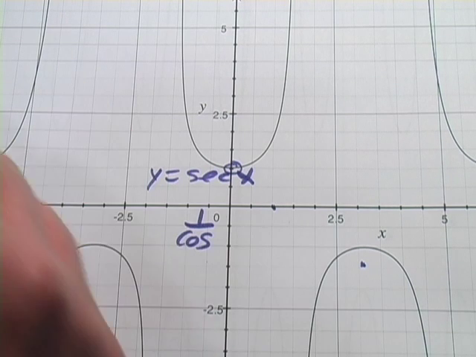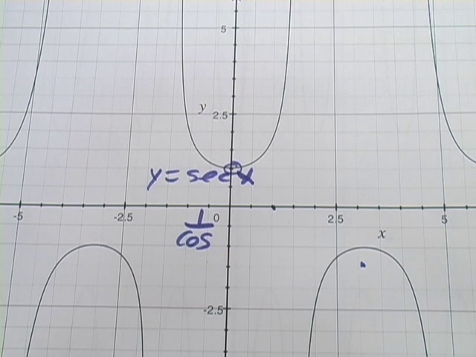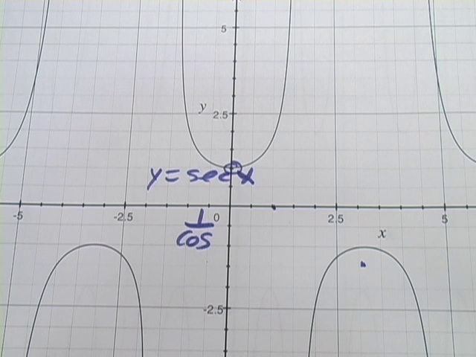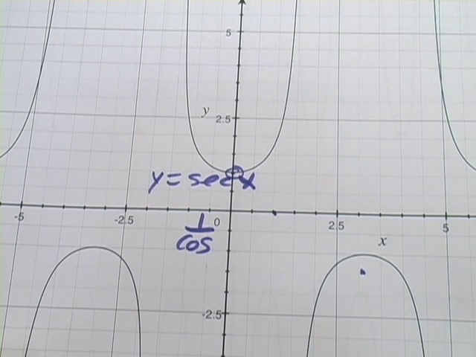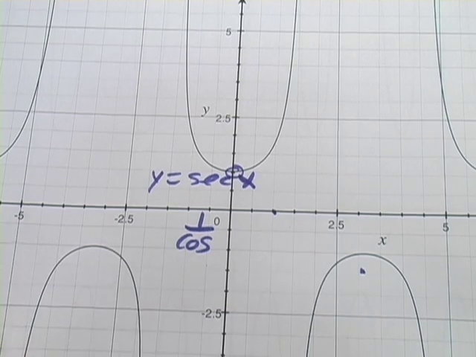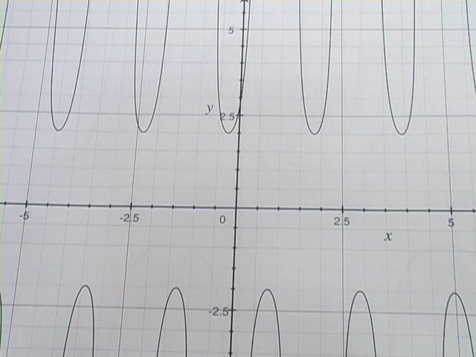So you get these sort of humps on the top and the bottom here that are sort of an inverse reflection of the cosine. So that's what the secant looks like in general. Of course, you can do some playing around with the amplitude and phase shifts and all that stuff. So let's look at one of those.